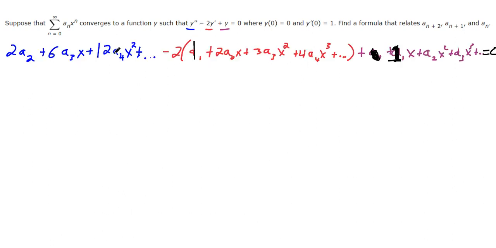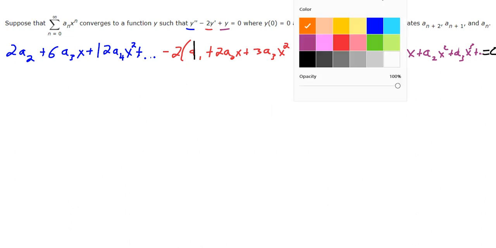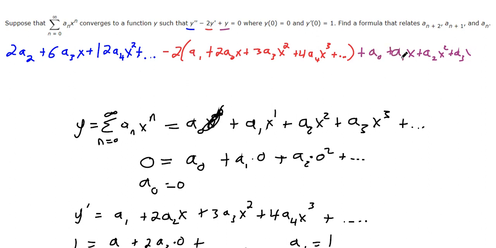So I've got everything plugged in, and I actually started putting some initial value information in. We had that a sub 1 was 1, so we can plug in a plain old number there. A sub 0 was 0, so I crossed that out, but here, let me back that up. This is what it looked like.